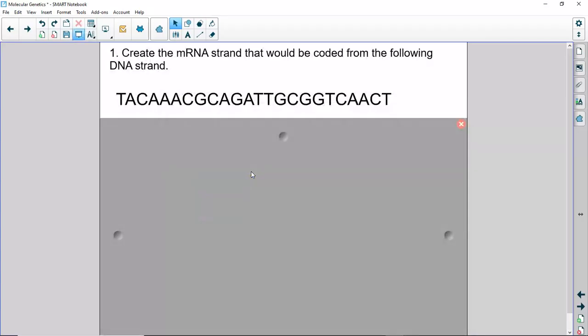Take a look at a few pictures before moving on. Oh, no, we have an example first. I want to let you get a chance. Here's an example. I want you to put this into your Cornell notes. Right now, do it on scrap paper. It says create an mRNA strand that would be coded for this strand here. So I'm going to stop this.